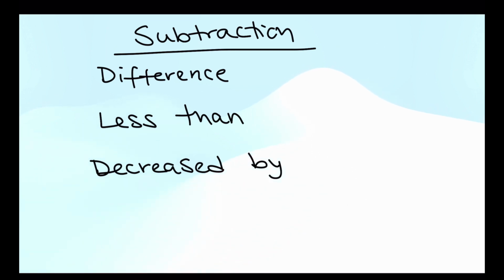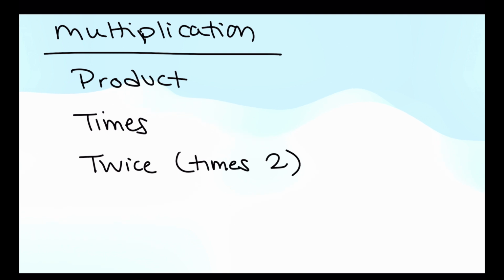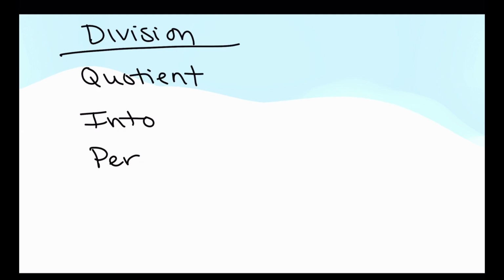Subtraction can be described using the words difference, less than, decreased by. Multiplication is frequently described with the word product or times. And then there's some special words like twice. Twice means times 2. And finally, words for division. Most common one would be quotient, but we could use the word into or per.